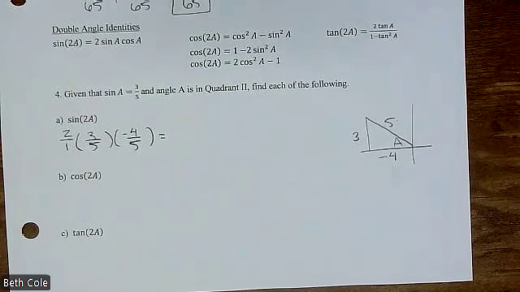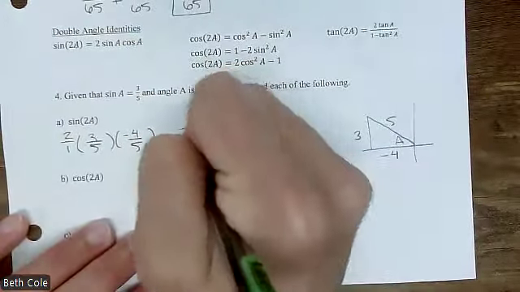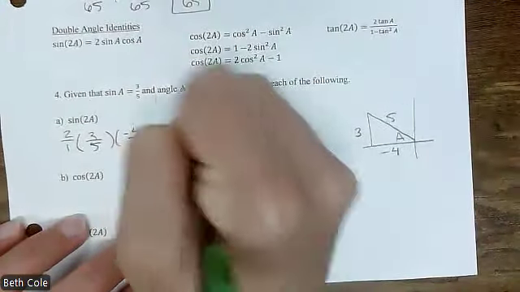And you're just going to multiply all the numerators, multiply all the denominators. So what would that give you on the top? 2 times 3 times -4. Get -24. And then 1 times 5 times 5, 25. Good deal.